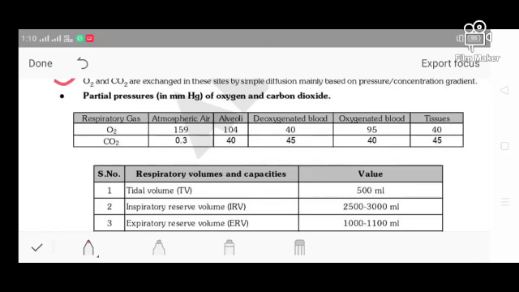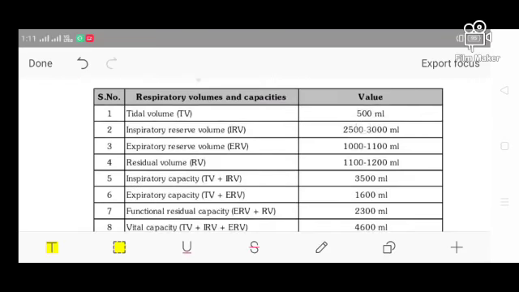Okay, my dear friends, after that, the respiratory volumes and capacities. So here we are going to look at the respiratory volumes and capacity. The first one is the tidal volume. Okay, what is tidal volume? It is the volume of air moving in and out of the alveoli during normal breathing. Okay, this is known as tidal volume.